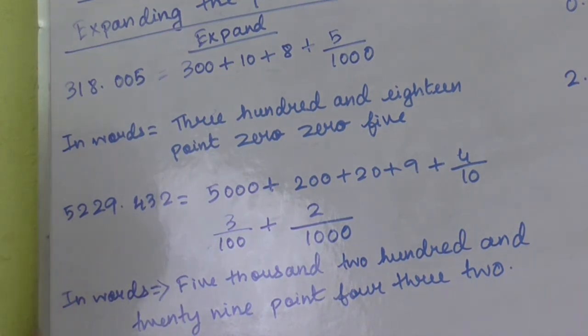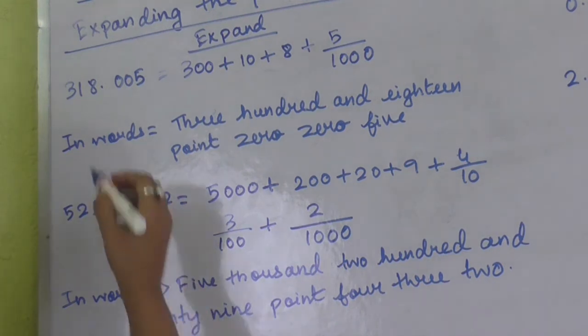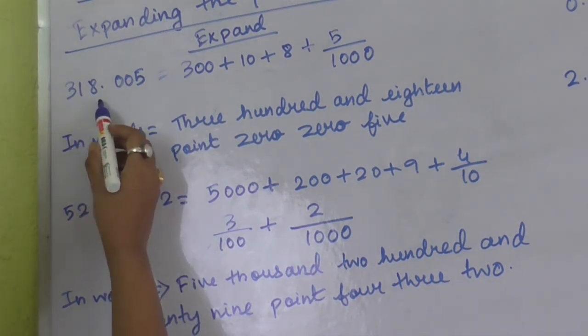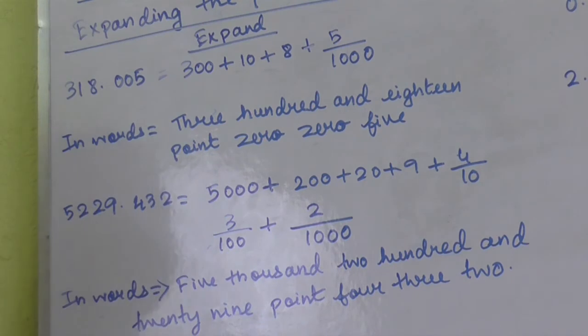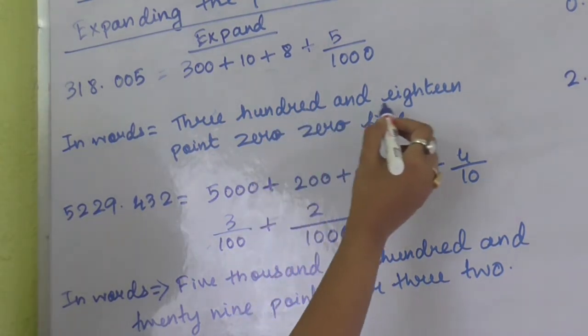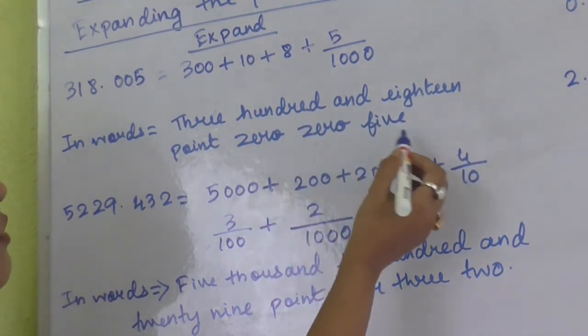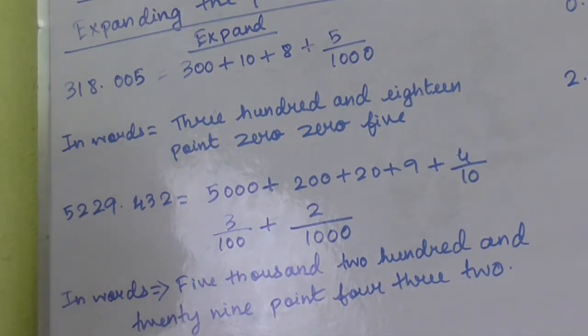Now I have to just write this number in words. How will I write? Here you can see the number has been given as 318.005. So simply I will write it in this way, 318.005. So I think this is clear to you.